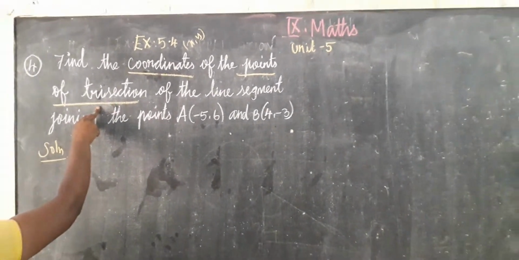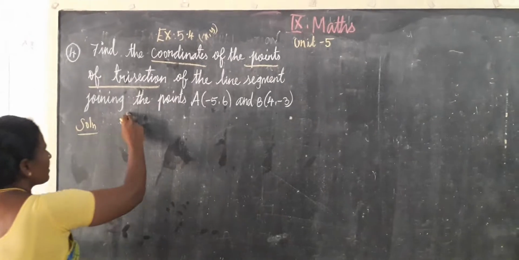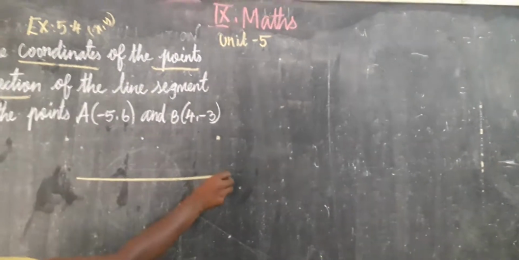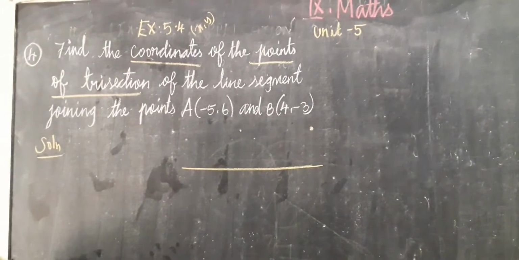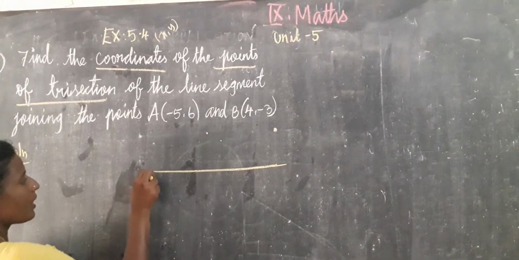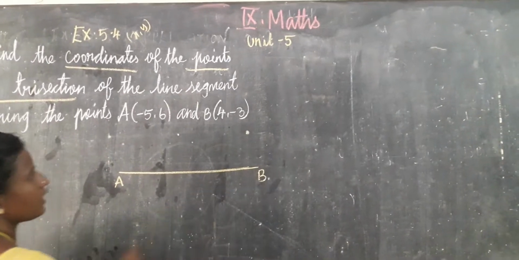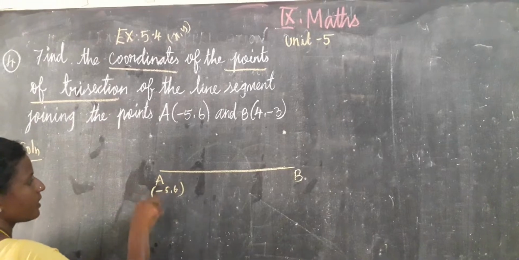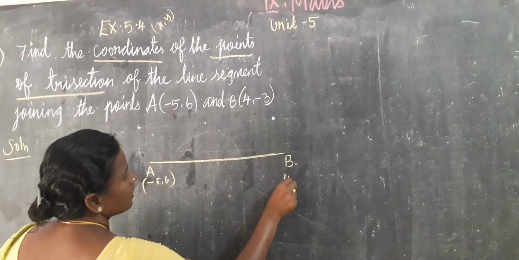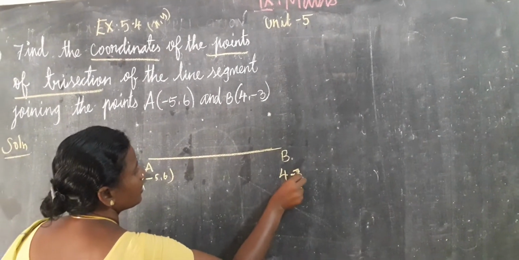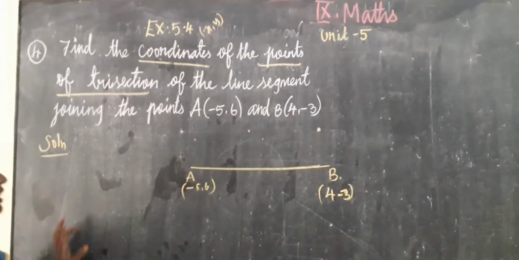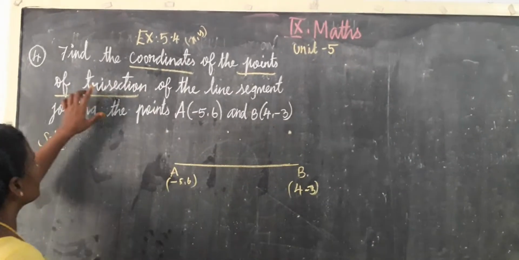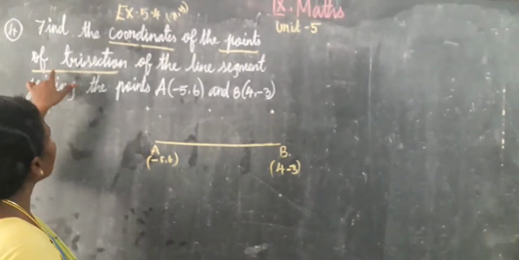Points of trisection of the line segment joining the points. So first we have to draw the line segment joining the points A and B. What is the point A? A is minus 5 comma 6. B is 4 comma minus 3. The line segment joining the points A and B, and then find the coordinates of the points of trisection.